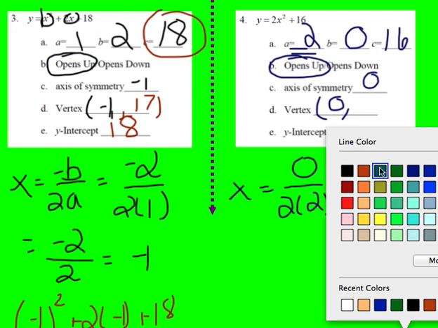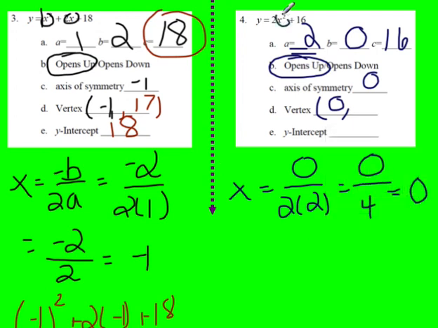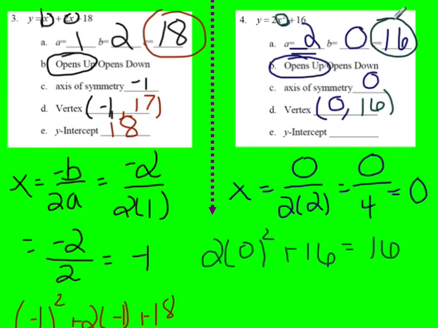So now, to get the y-coordinate of my vertex, I'm going to plug in 0 for x up here. So I'm going to take the x out completely and put parentheses 0 in instead. So 2 times 0 squared plus 16. Type that into your calculator and you end up with 16. So the vertex then is 0, 16. Last but not least, your y-intercept comes from the c value, which is 16. So your y-intercept is 16.